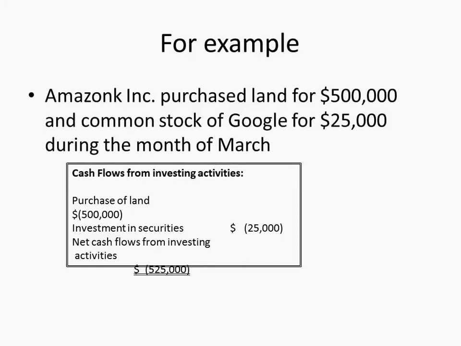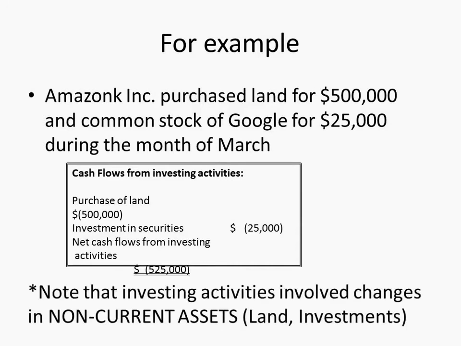These items end up on your statement of cash flows. Purchase of land, cash flows from investing activities: purchase of land, negative $500,000. Investment in securities, negative $25,000. For net cash flow from investing activities of negative $525,000 during the month. Okay? And I've already said this. Note that they involve changes in non-current assets.